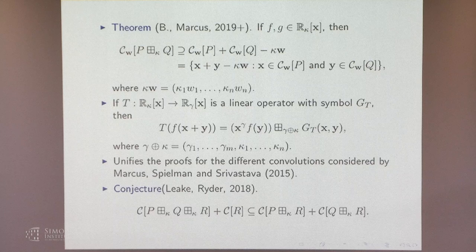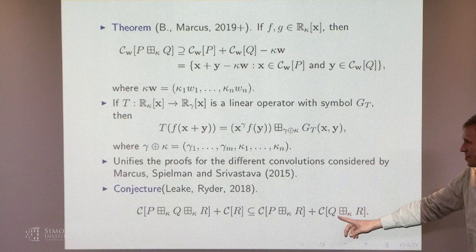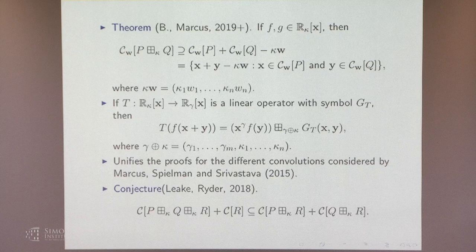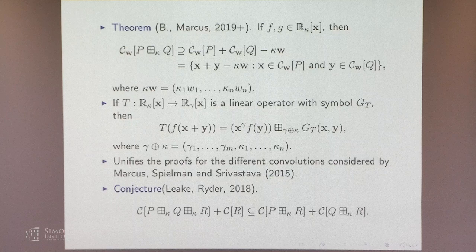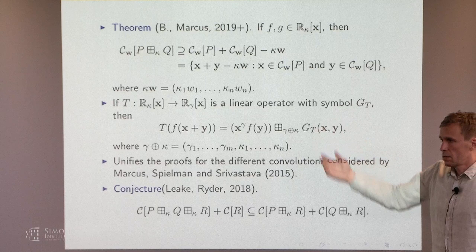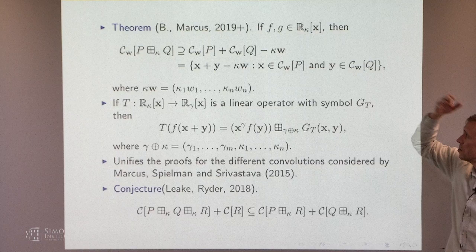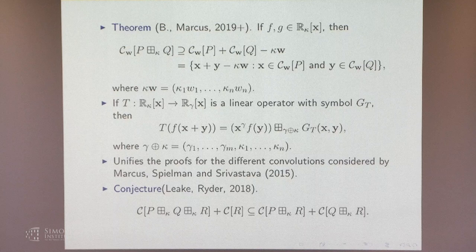And even though Leake and Ryder didn't see this theorem, they could conjecture a theorem that would imply it. I think one should be able to prove it, but I haven't tried to go through the details. But it's a plausible conjecture that should be true. It should give some general theorem concerning any linear operator, and then one can use it to get even better information on how the series move. But I don't have time to dwell on this, so I think I'll stop now.